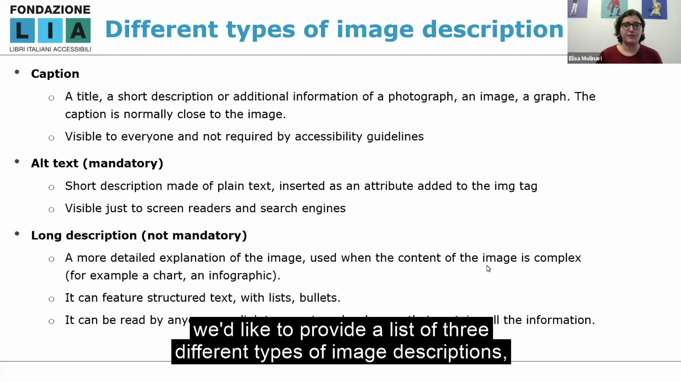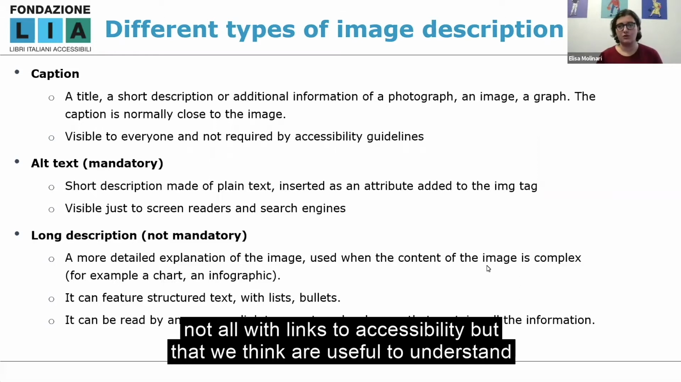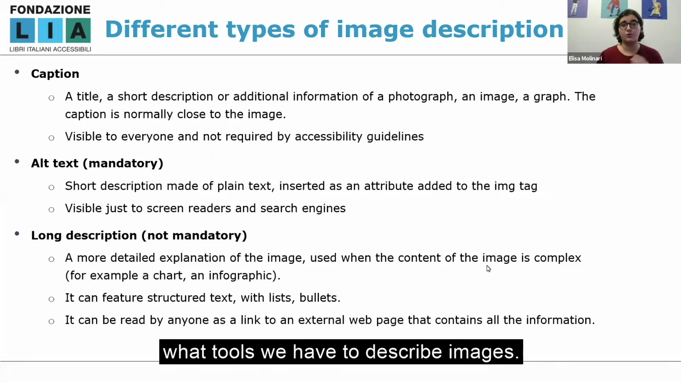So before starting to delve into the alt text part, we'd like to provide you with just a list of 3 different types of image description. Not all are linked to accessibility, but we think it's useful to understand which are the tools that we have when we have to describe images.